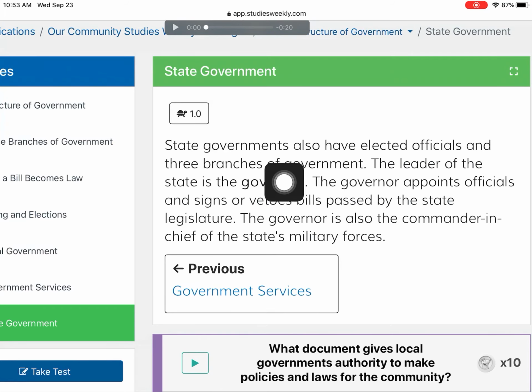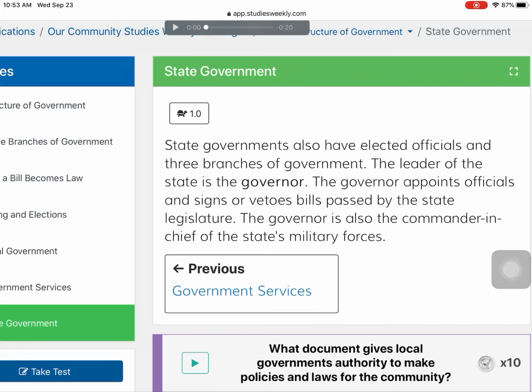State governments also have elected officials and three branches of government. The leader of the state is the governor. The governor appoints officials and signs or vetoes bills passed by the state legislature. The governor is also the commander-in-chief of the state's military forces.